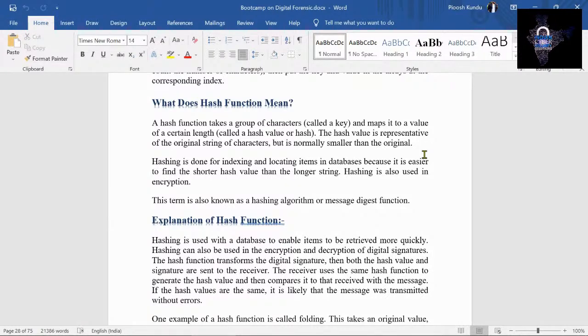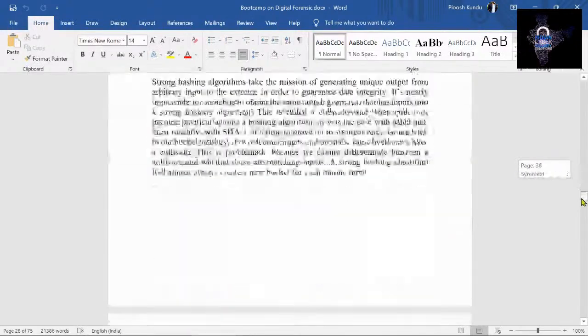Hashing is used for indexing and locating items in databases, because it is easier to find a shorter hash value than a longer string. Hashing is also used in encryption, and this is also known as a hashing algorithm or message digest function.